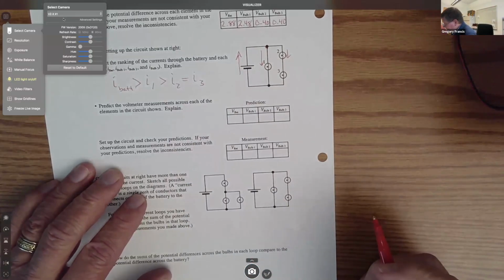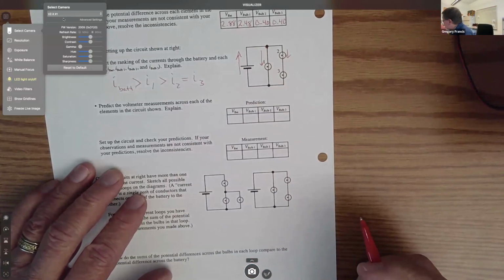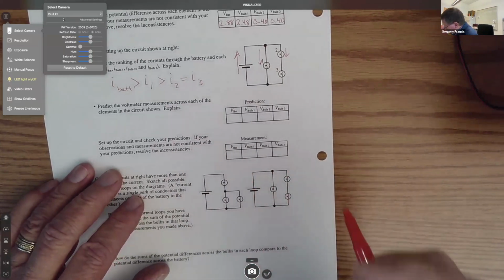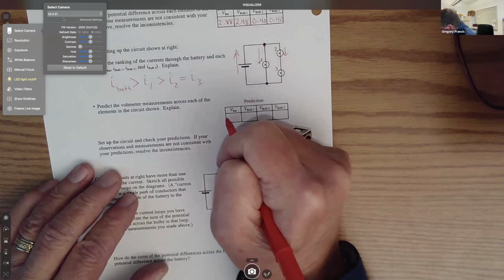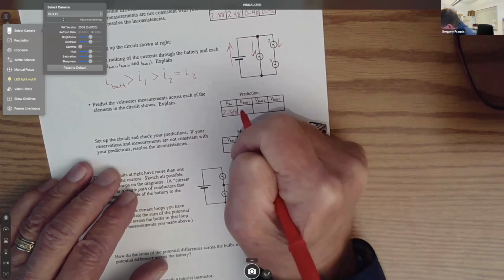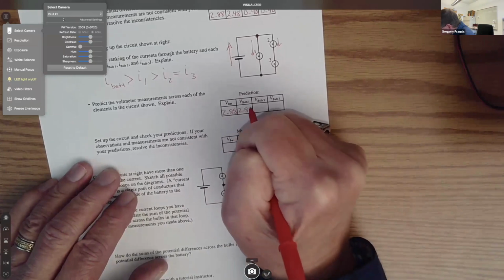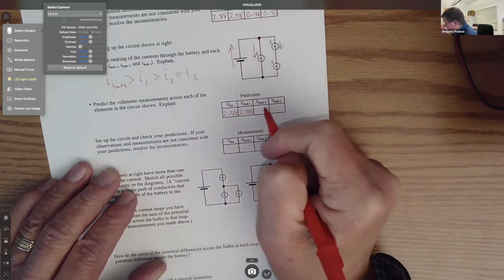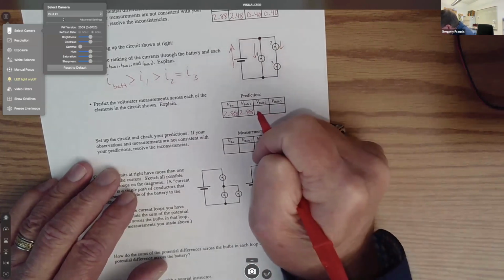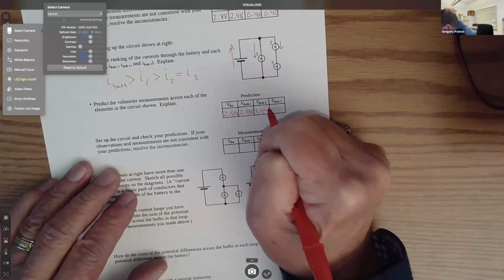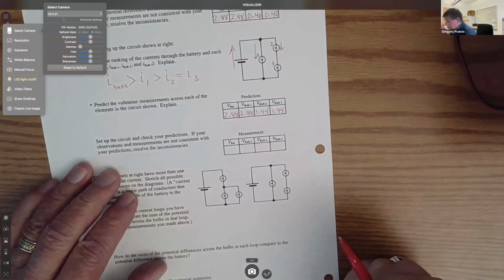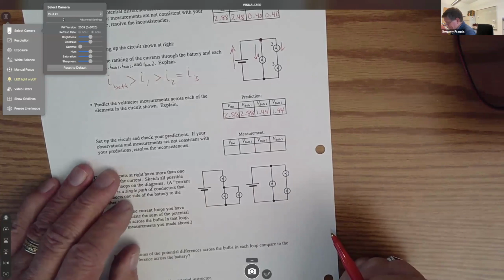Predict the voltmeter measurements across each element in the circuit there. Well, I would predict that if the battery stayed to be 2.88, then the voltage across bulb one should be 2.88, and the voltage across bulb two, if these are truly identical bulbs, would be half of that, or 1.44 and 1.44. Let's set up the circuit and check our predictions.